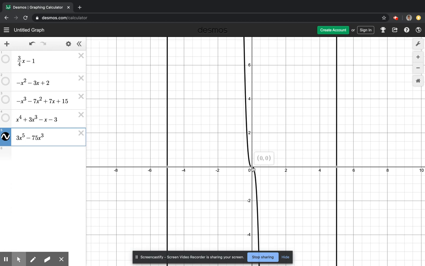So that means that this has an inflection point right on the x-axis, and that represents a triple root there.